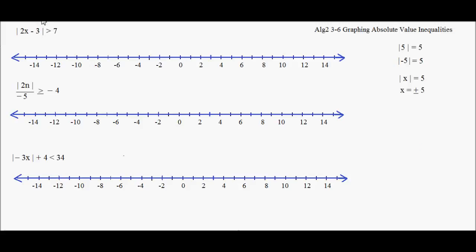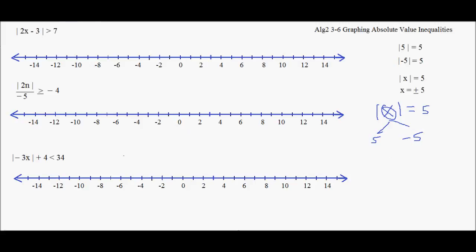Okay, so let's look at the first problem here. I've got the absolute value of 2x minus 3 is greater than 7. Again, if you have the absolute value of x and it's equal to 5, that means this x has to be 5 or negative 5, right? It has to have two values. It takes on two things, 5 and negative 5. Well, it's the same thing here.